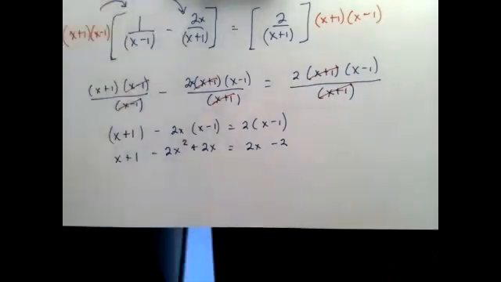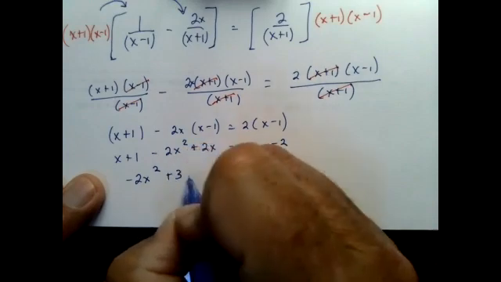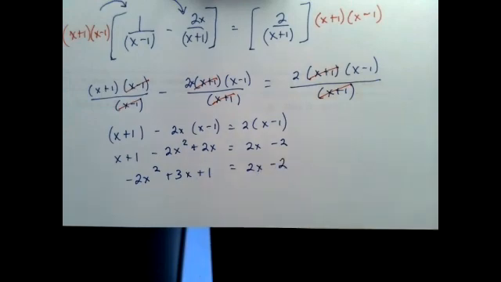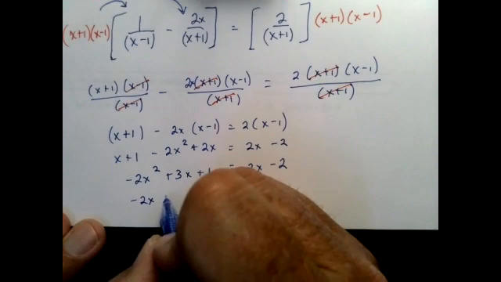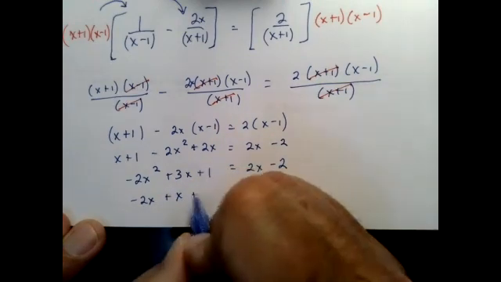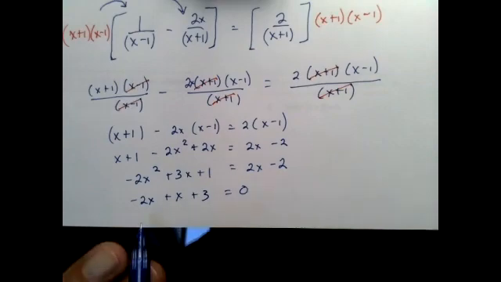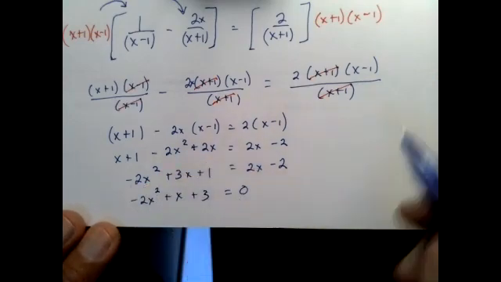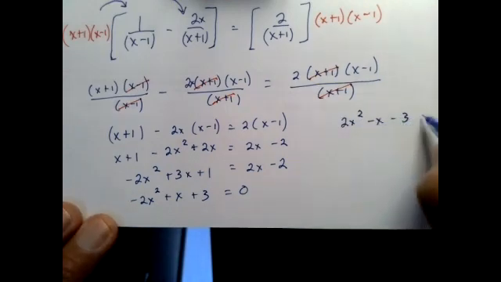Now I'm going to clean up that left side a little bit. I have negative 2x squared plus 3x plus 1 equals 2x minus 2. Wow, this problem has a little length to it. It's a little bit of work. I'm going to subtract 2x from both sides and add 2 to both sides. Now I have it equal to 0. And as we know, we don't really care for that negative, so I'm going to multiply everything by negative 1. 2x squared minus x minus 3 equals 0.